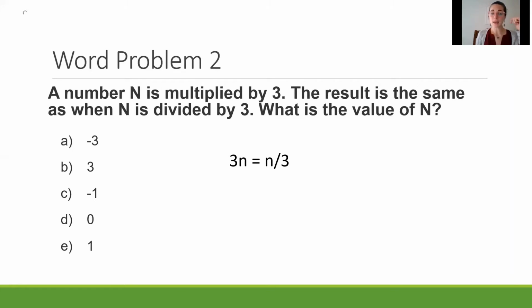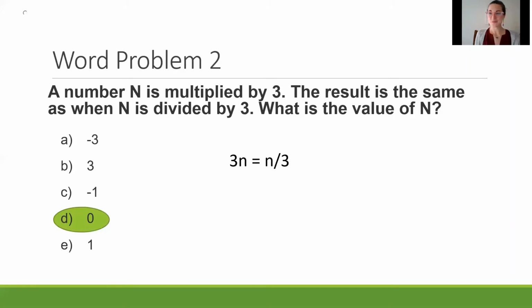So let me try the 0. If I do 3 times 0, which is 0, and if I do 0 divided by 3, which is 0, I get the same on both sides. So the only possible answer we have then is 0.